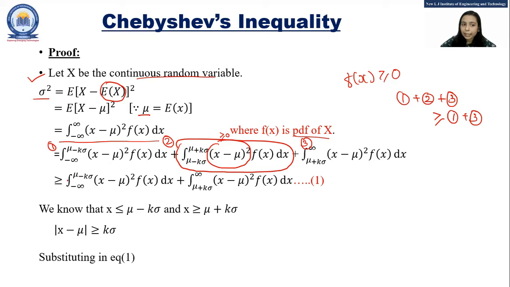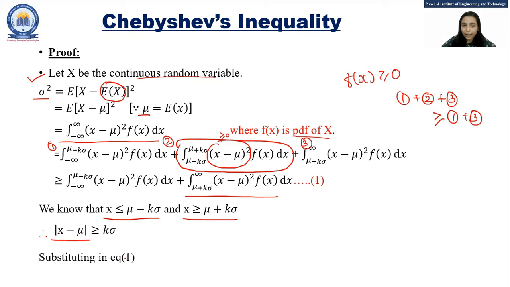From that we can write greater than or equal to the integration from minus infinity to mu minus k sigma of x minus mu square f of x dx, plus the third term as it is, the integration from mu plus k sigma to infinity of x minus mu square f of x dx. Now we know that x is less than or equal to mu minus k sigma and x is greater than or equal to mu plus k sigma. So we can write mod x minus mu greater than or equal to k sigma.